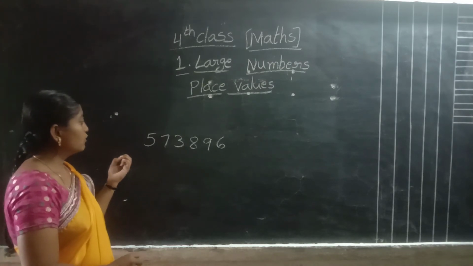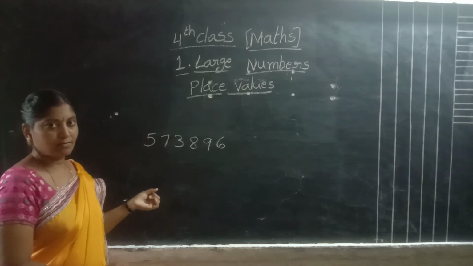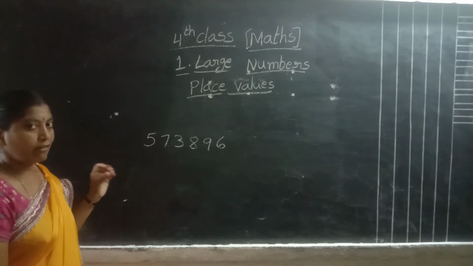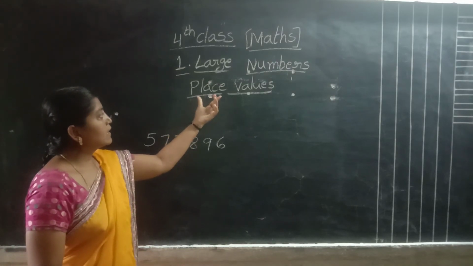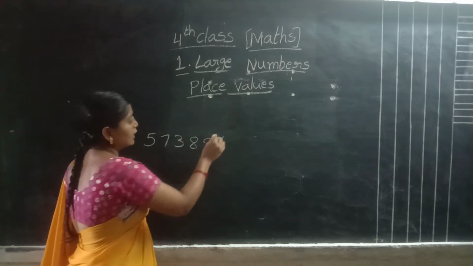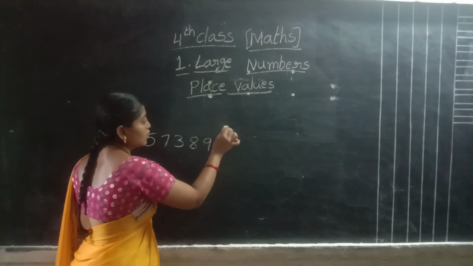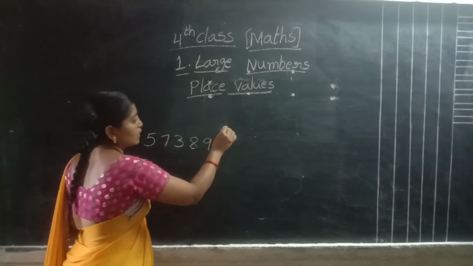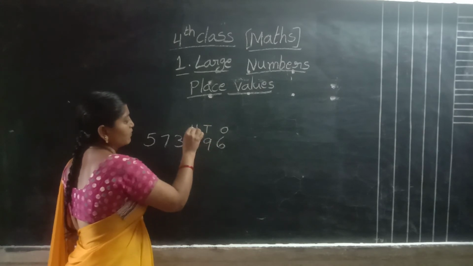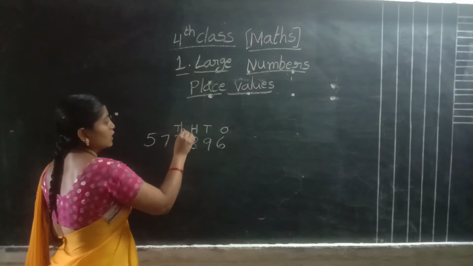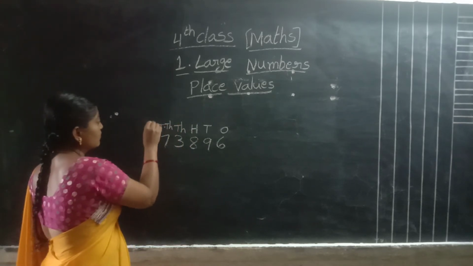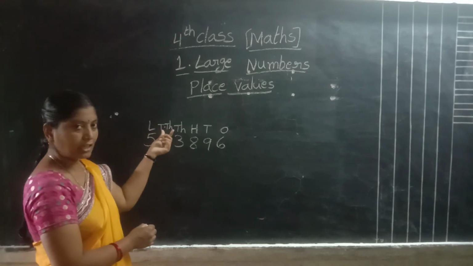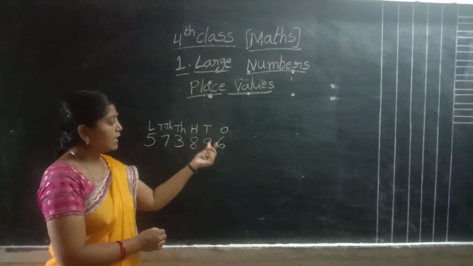Some children are facing the problem of how to read it. I will tell you in the easiest manner, according to place values. Very easy. The place value starts here, from right to left: ones, tens, hundreds, thousands, 10,000s, lakhs. So 5 in lakhs place, 7 in 10,000 place, 3 in 1,000 place, 8 in 100 place, 9 in 10 place, 6 in 1 place.